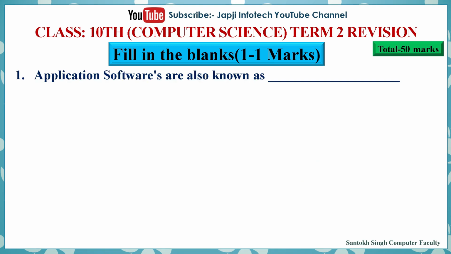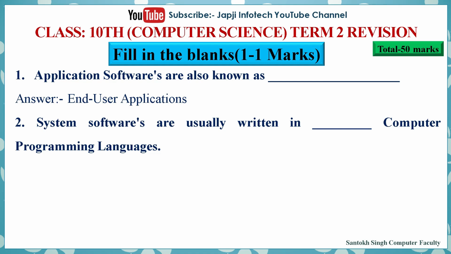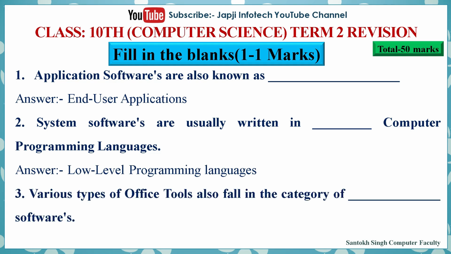So the first one is application software are also known as dash. So the right answer is application software are also known as end user application. Second one is system software are usually written in dash computer programming languages. So the right answer is system software are usually written in low level programming languages. Third one is various types of office tools also fall in the category of dash software. So the right answer is application software.